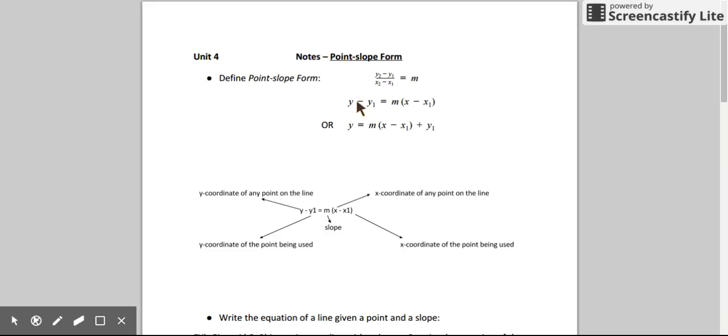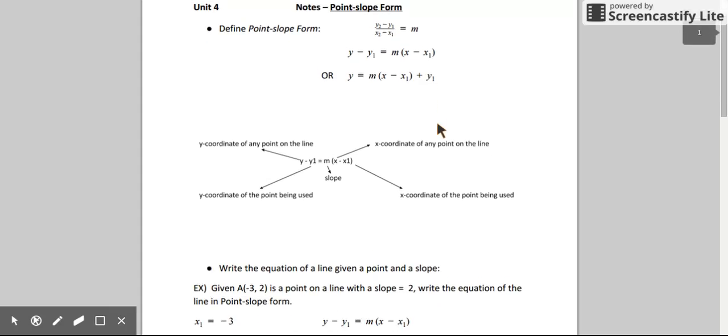This is often used. We could change it just slightly by adding y1 to both sides and getting this quantity instead. So either of these are point-slope form. This last form, though, is going to be recognizable later on in math in other function forms. So you might see a times x minus h plus k, and that's because it's coming from this point-slope form, and they're just using different letters to represent these other values. So we'll use the middle one right here in this video.